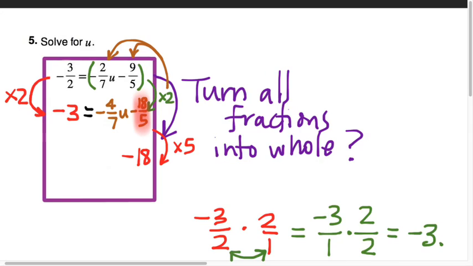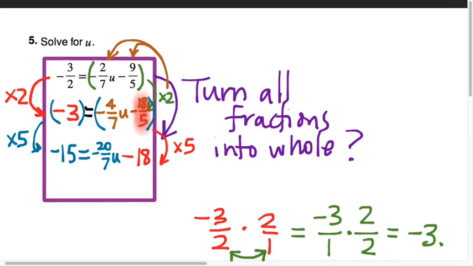But of course, the catch is that I can't just do it to one of these quantities. I have to do it to all of them on both sides. So multiply by 5 on the left-hand side. Well, that's nice because that's going to remain a whole number for the rest of the process, right? Negative 15. And then negative 4 over 7 multiplied by 5 is going to turn into negative 20 over 7.